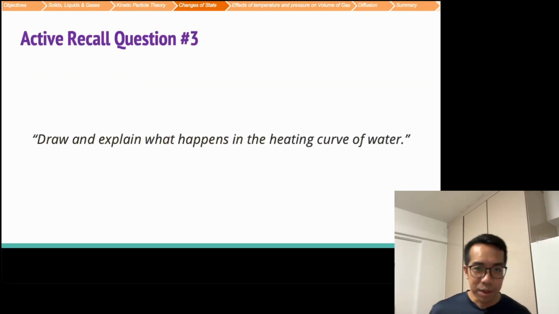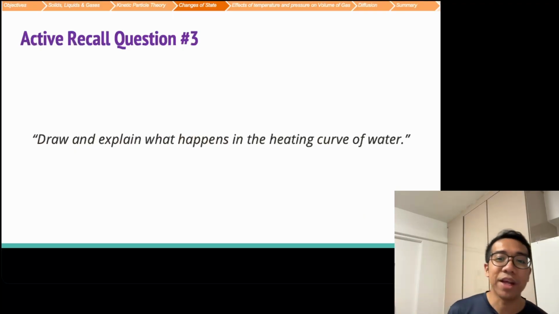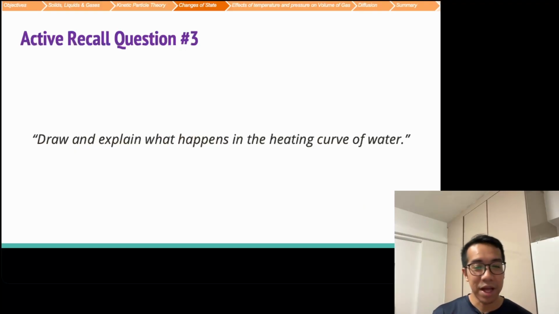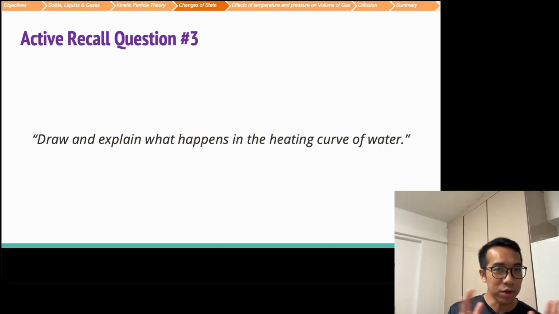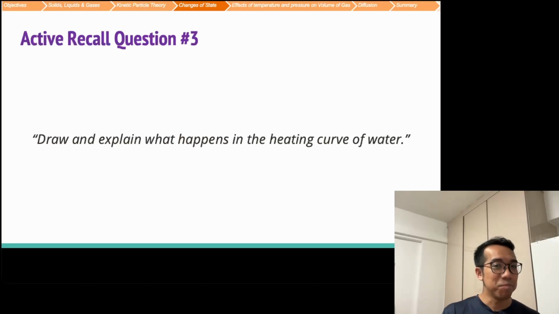Excellent. So let's take a breather. Let's go through the active recall question for this segment, which is to draw and explain what happens in the heating curve of water. If you can remember, there's only one key important point that you have to include in your curve, whether it be heating or cooling curve. I want you to try to recall. If not, you can refer to your notes and see if you can remember that.